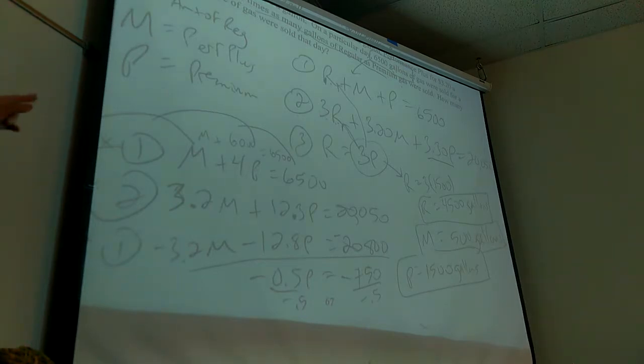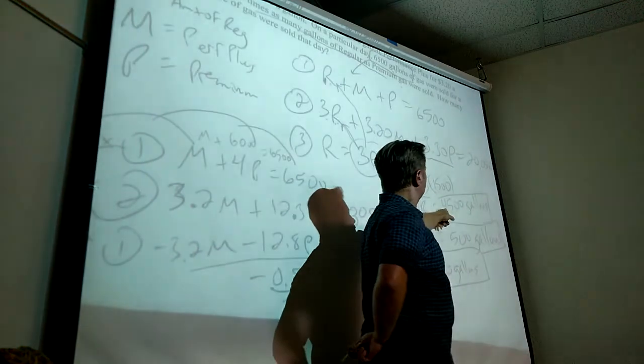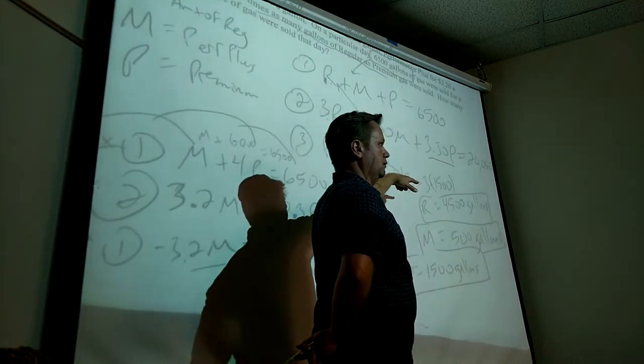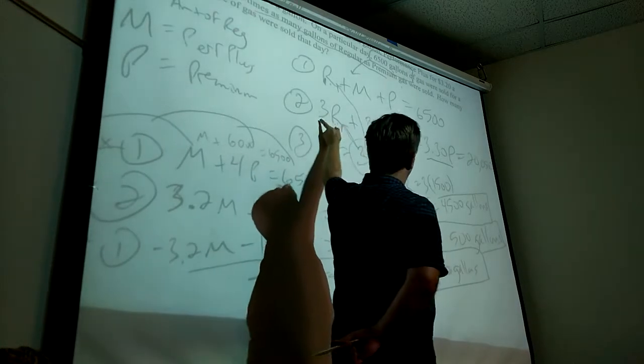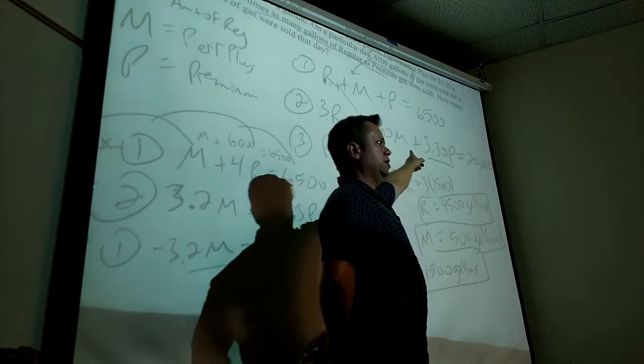How would you find like the division of the money? Like how much, would you just multiply the gallons by the price? Oh yeah, sure. If now you know exactly how much regular you sold, so you put 4,500, 3 times that is how much money I made from that. And so that's another way to check it: plug it in here and make sure it comes out to be $20,050. Yeah, I like it.